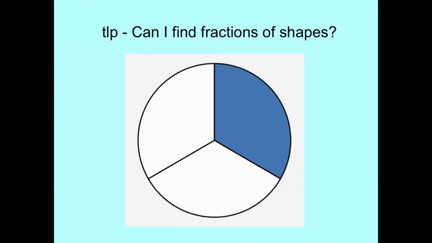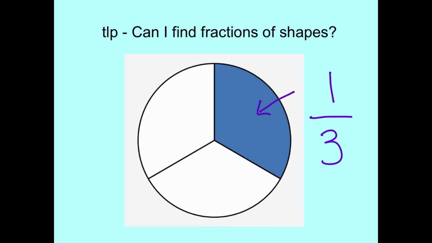Your TLP for today is, can I find fractions of shapes? Now remember, a fraction is a part of a whole. So here we've got a whole circle and it's divided into 3 bits. So that would be the bottom number on your fraction. One of those bits is coloured in. So that makes that 1/3.